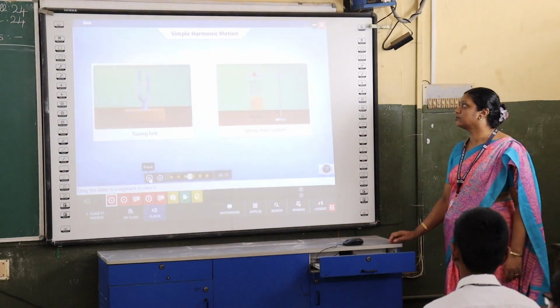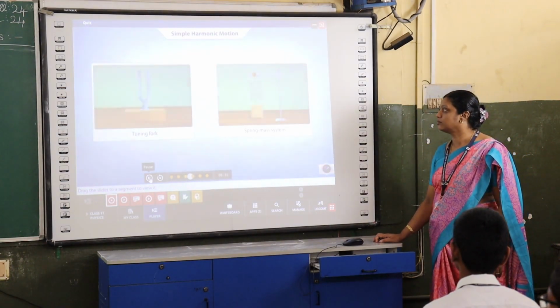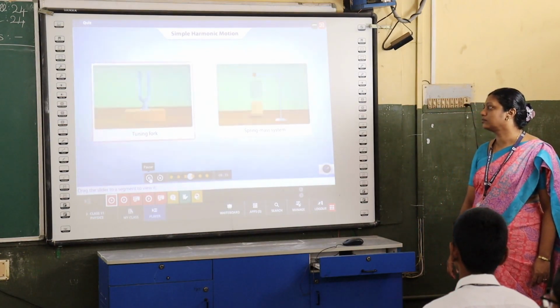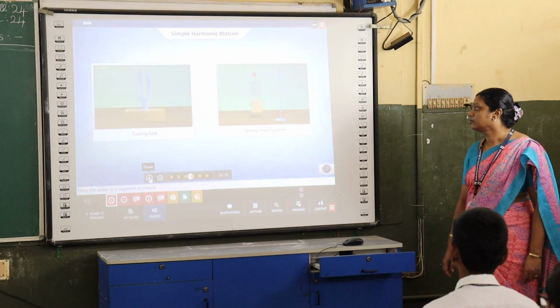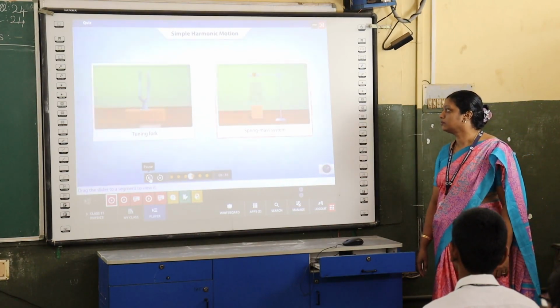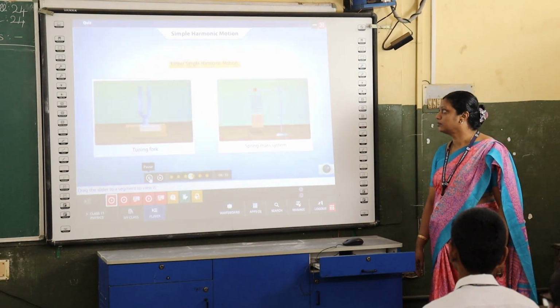Another example of simple harmonic motion is the oscillation of a tuning fork. The motion of the tuning fork and the spring mass system exhibit linear simple harmonic motion as they occur under the restoring force.